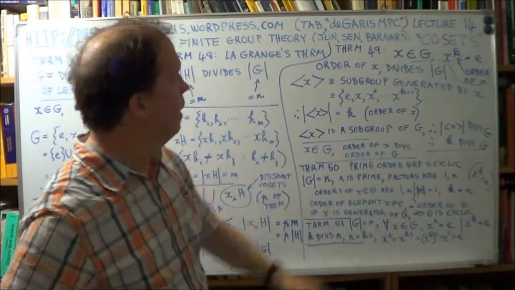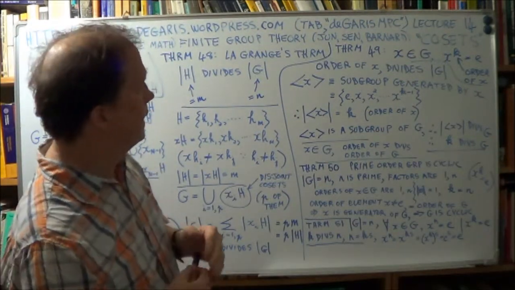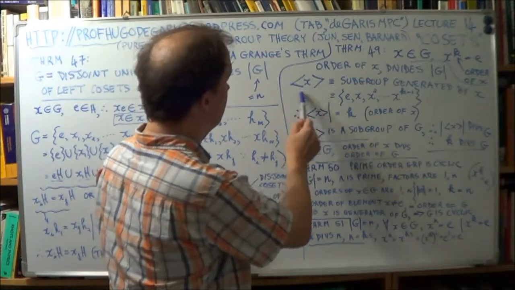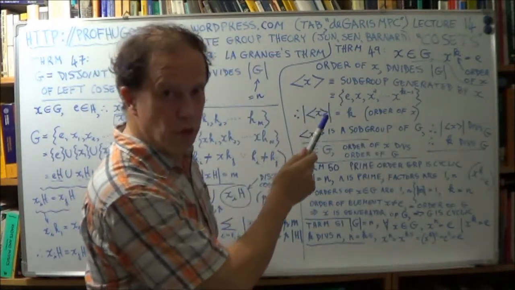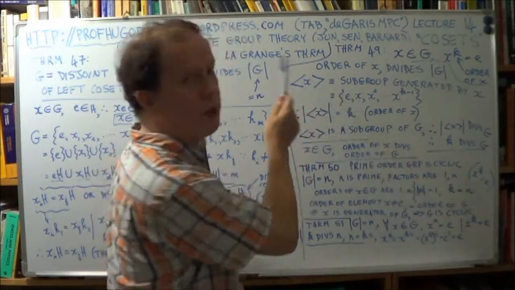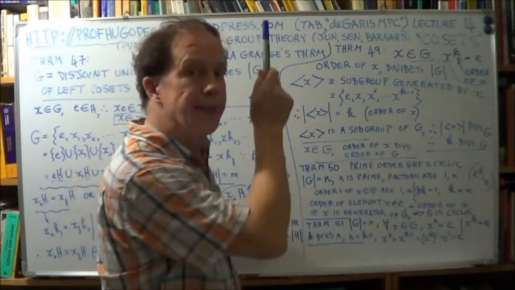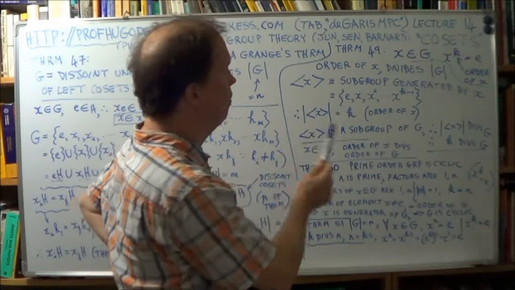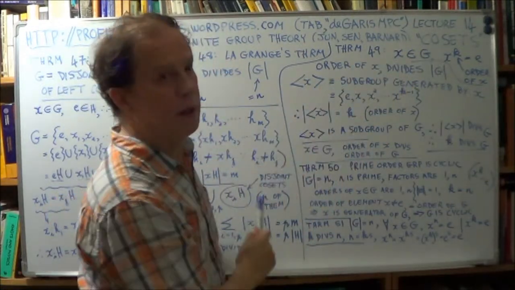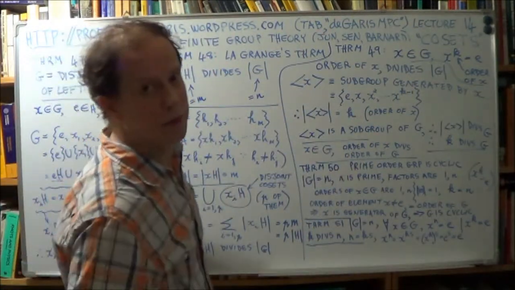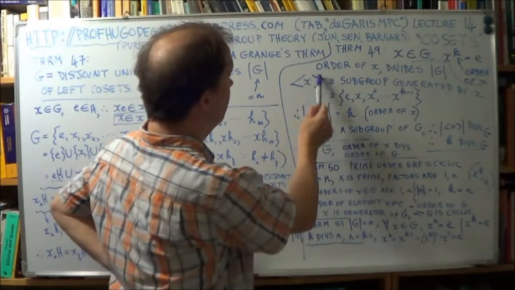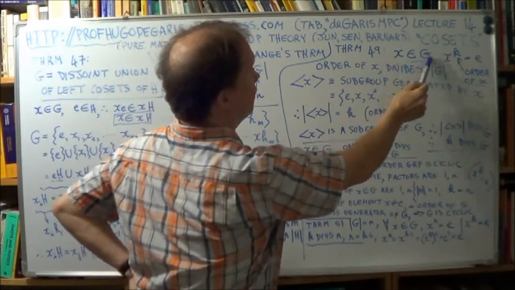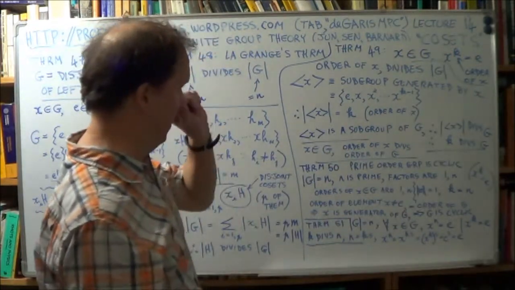Right? Okay. So that is a subgroup. Okay, we proved that in earlier lectures. So, a subgroup, and therefore its order, the order of this subgroup, divides the order of G. That's Lagrange's theorem. Right? The order of that group divides the order of your parent group.